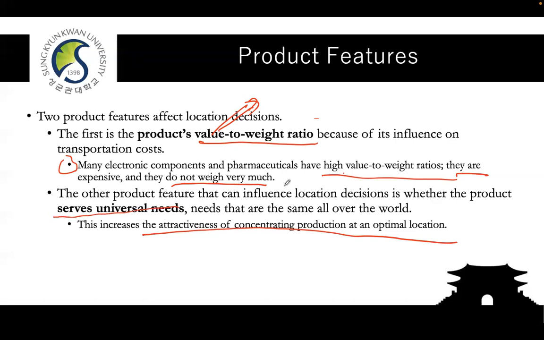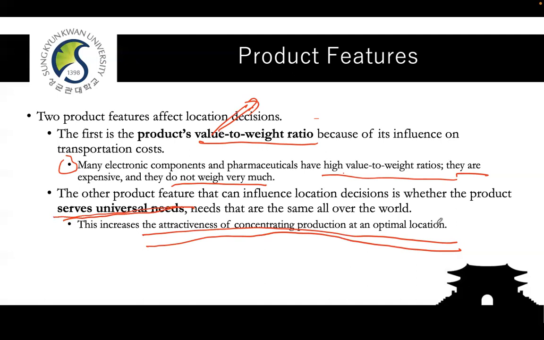But another product feature that could influence the location decision is whether it serves universal needs. If it could serve universal needs that are the same all over the world, then it's more efficient if we concentrate the production at an optimal location. So we don't need to have many manufacturing facilities in many places, right? Where to build the facilities. So we could concentrate at an optimal location because it serves universal needs.